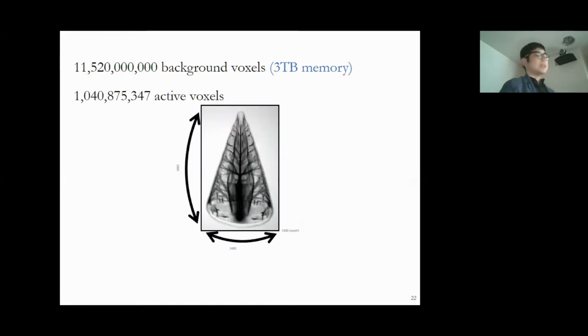And from the perspective of computation, if we want to run topology optimization to optimize this bird beak, with a full resolution grid we need to handle this number of background voxels. It's around 3 TB of memory. And the active voxels are actually much smaller than the total number of background voxels, because this structure is very sparse. You see, the black regions occupy only a small amount of space in this computation.